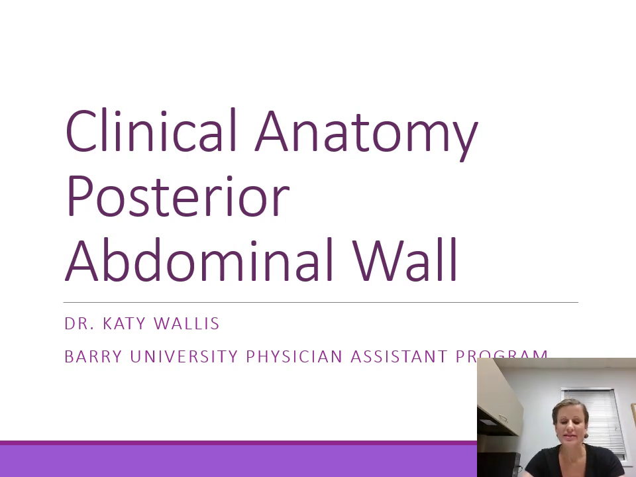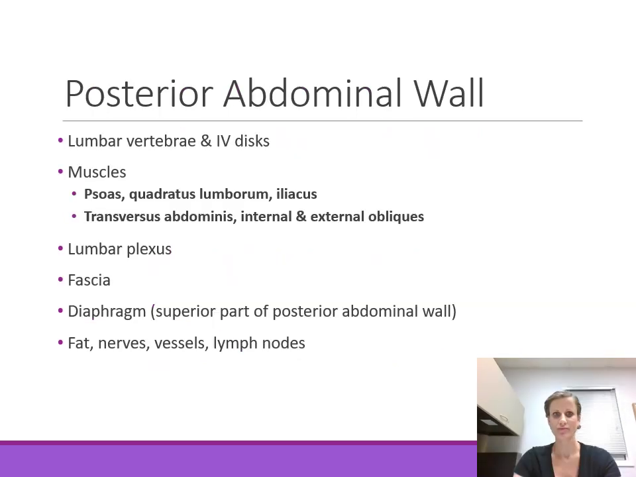Alright guys, welcome back. Today we will discuss the fascia and muscles that form the posterior abdominal wall. The posterior abdominal wall is composed of the structures that you see here. The structures are listed from the deepest structure to the most superficial structure. The lumbar vertebrae and their intervertebral discs form the deepest part of the posterior abdominal wall.